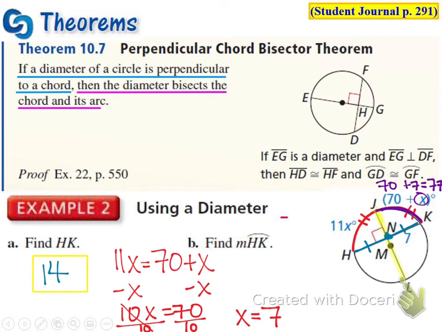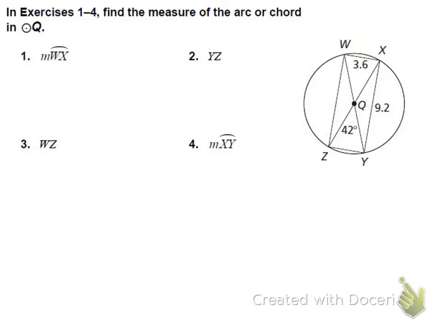So we found JK, but I want to find HK. So what do we know about HJ? What's the measure of HJ? Yeah, 11 times 7, which is also 77. So what can I do to find the full measure of HK? Yeah, 77 plus 77, or 77 times 2. Either way, what number do we get? 154. Yes? No? Okay. All right, so now we just practice it.